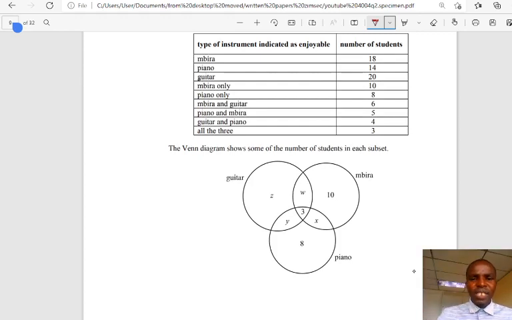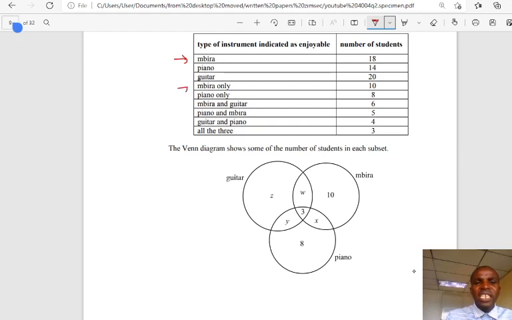You come here. As you can see, we have used these values here. Mbira, the set of Mbira is 15. So Mbira, W plus 10 plus X plus 3 is equal to 15. It's equal to 18. So you can't use that one now because they have 2 unknowns, W and X. Then piano, there are 14. Piano means X plus 3 plus Y plus 8 is equal to 14. We can't use it now. Guitar is 20, it means Z plus W plus 3 plus Y is equal to 20. So we have lots of unknowns. Right, we move on here.